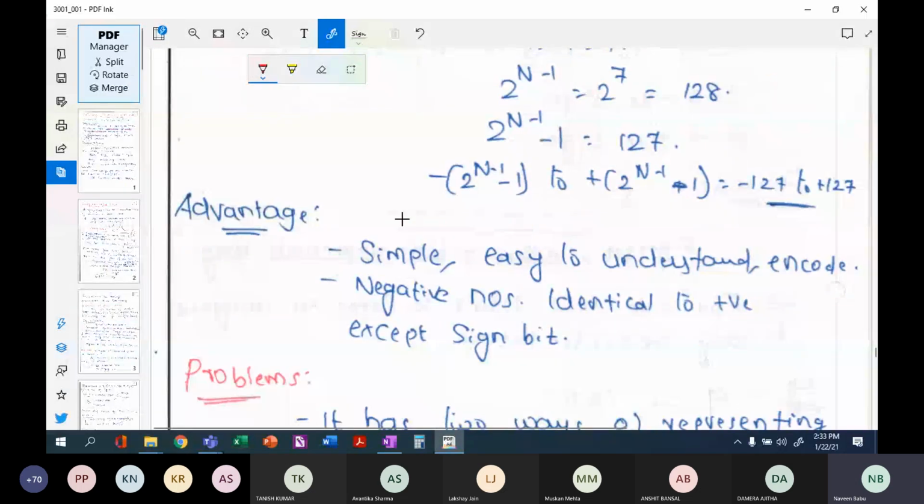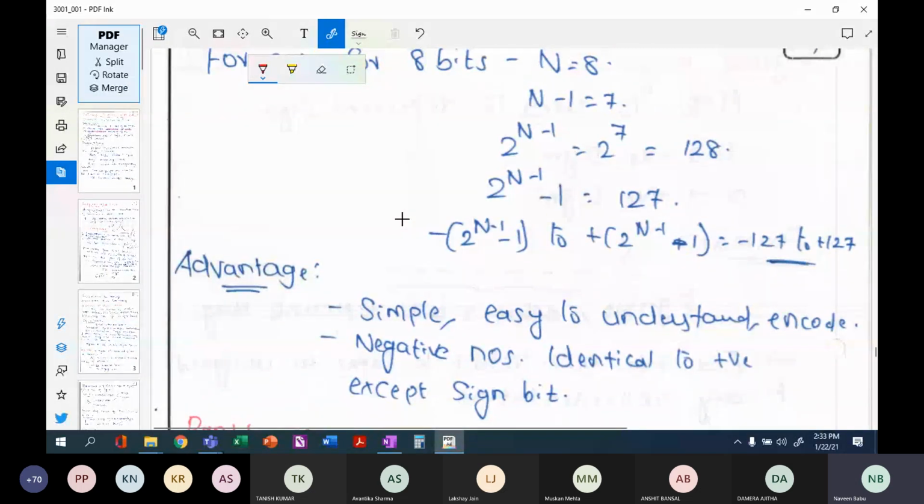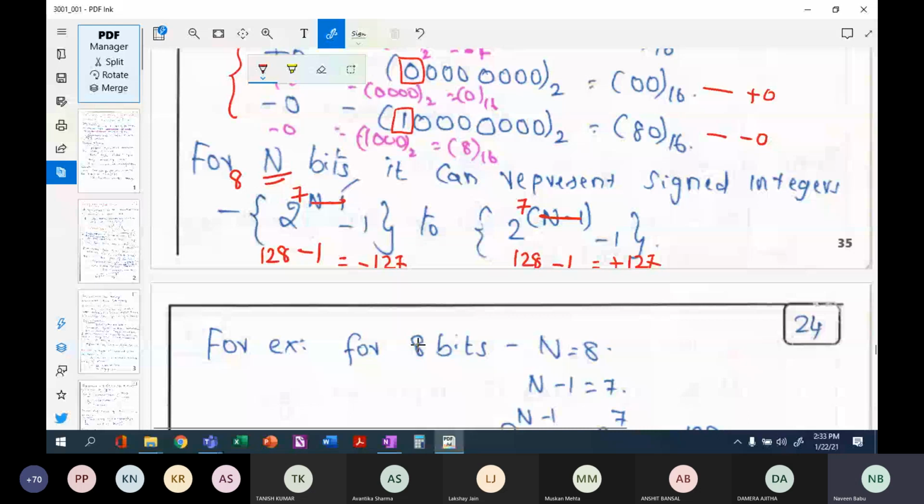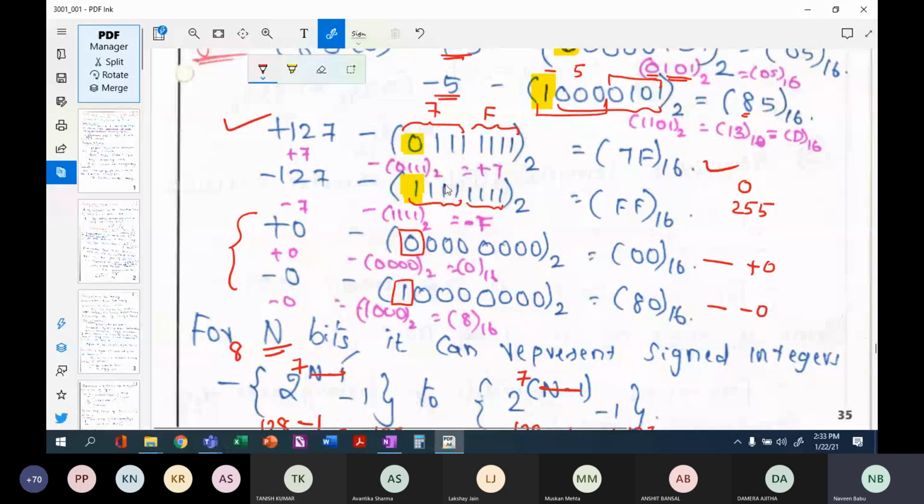Now, what is the advantage of this? It is simple and easy for your computer to encode. The negative numbers are identical to your positive numbers. The only difference here is that your sign bit is changing. You see here, plus 127 and minus 127, all the other bits are the same.